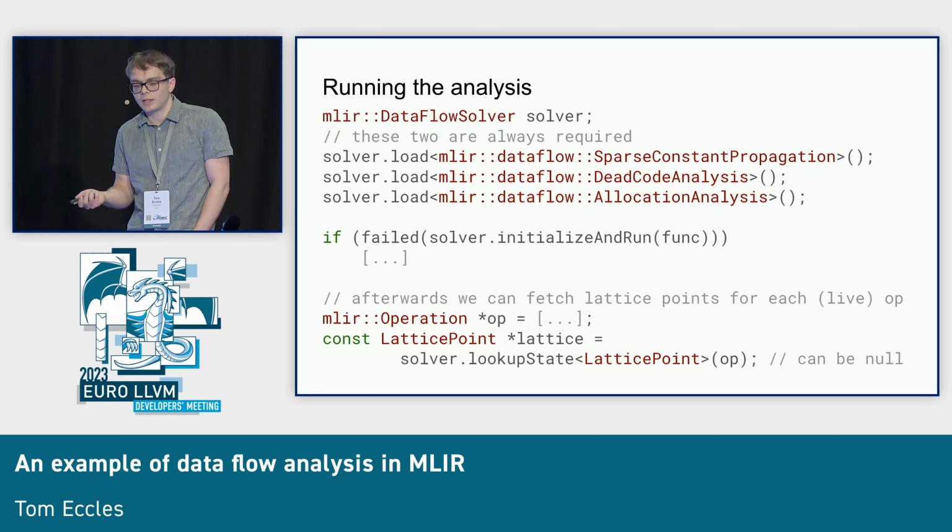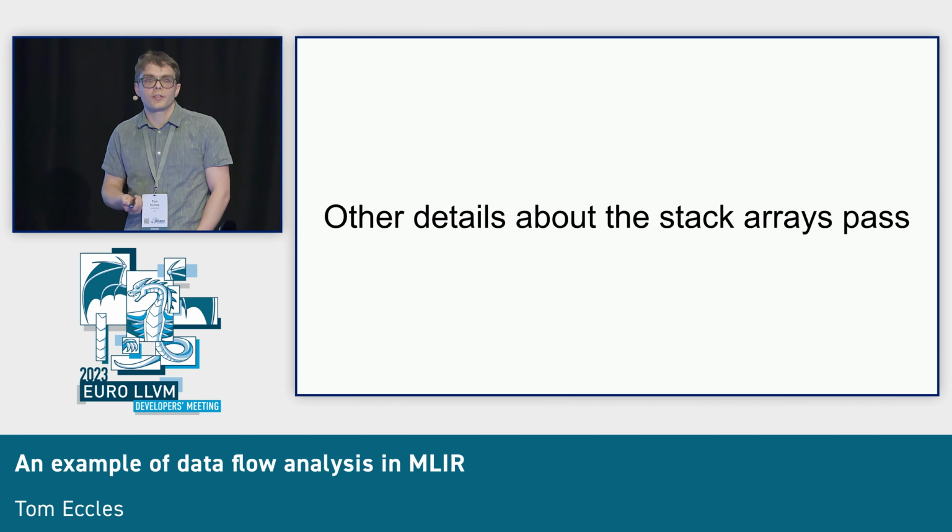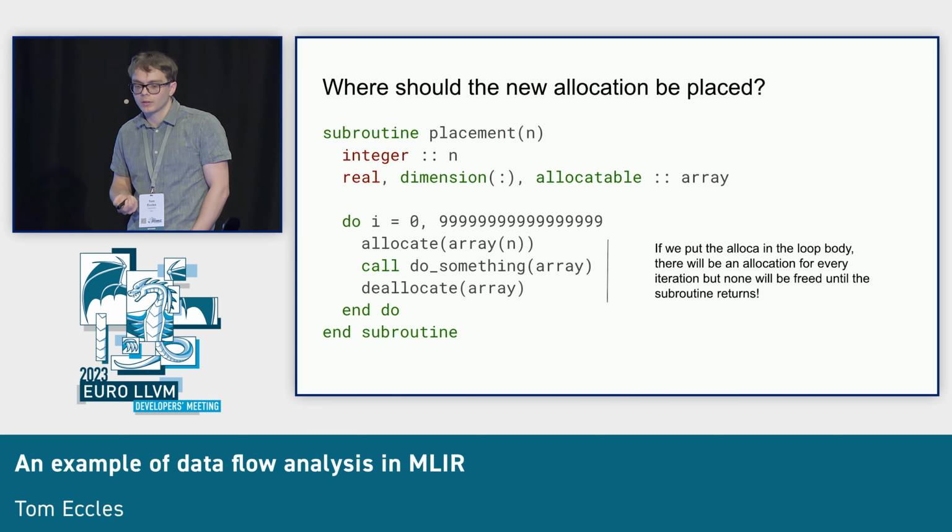And then after the analysis is run, if it's succeeded, you can then look up particular states for a particular operation. You need to be careful because these might be null. So for example, if you look up the lattice point for a dead operation, then the analysis won't have even run on the dead code, so there won't be anything. You could also look up the state for other analyses, and that's used internally. So other things that the pass needs to make it work.